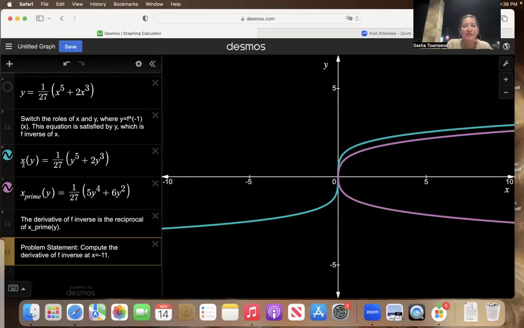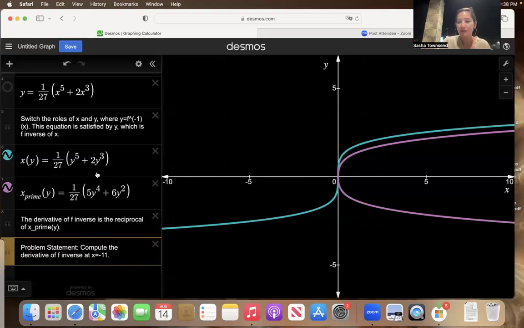So you're either solving negative 11 equals 1 divided by 27 times x to the 5th plus 2x to the 3rd, where x is in the domain of f, or you're solving negative 11 equals 1 over 27 times y to the 5th plus 2y to the 3rd, where y is in the range of f inverse. But the range of f inverse and the domain of f are the same thing. So you're still just looking for the partner of x equals negative 11. That x equals negative 11 is that x value in the domain of f inverse. So basically, we're just trying to find f inverse at that particular point.